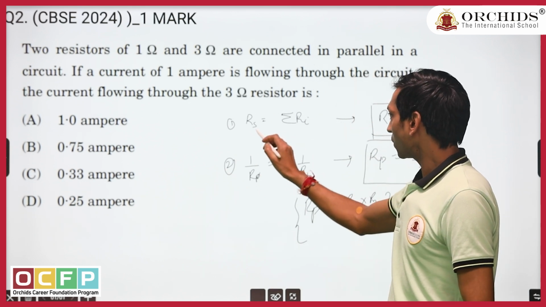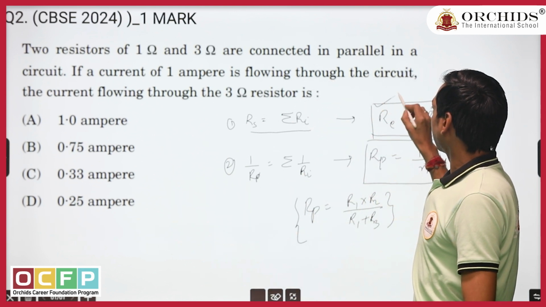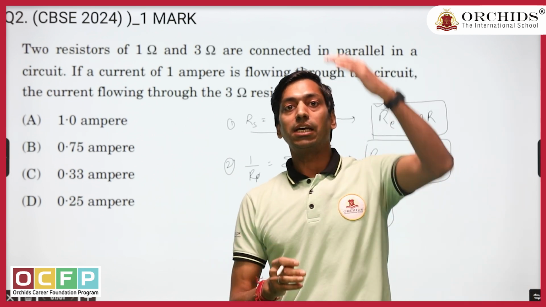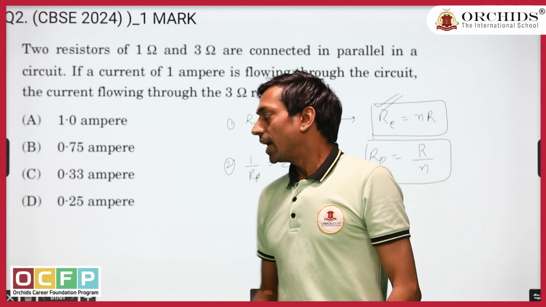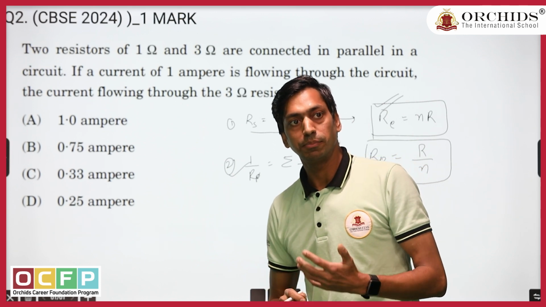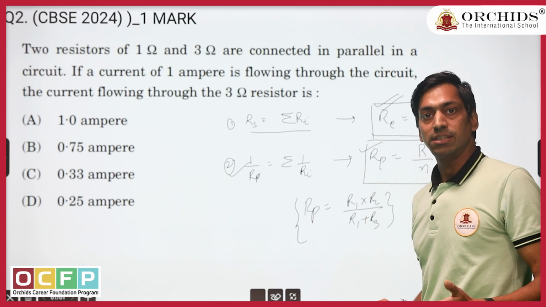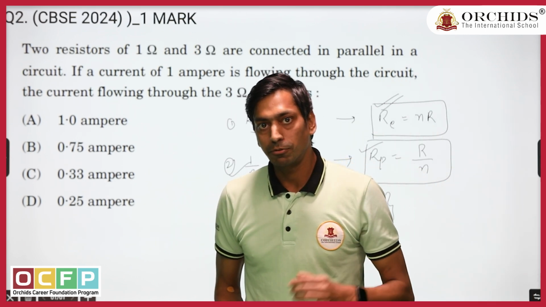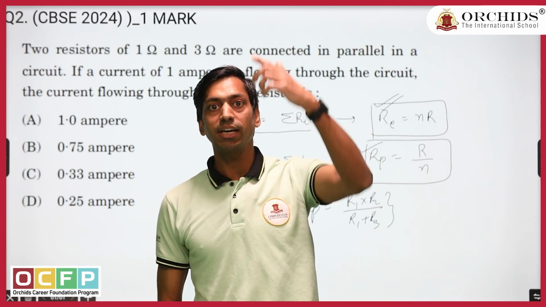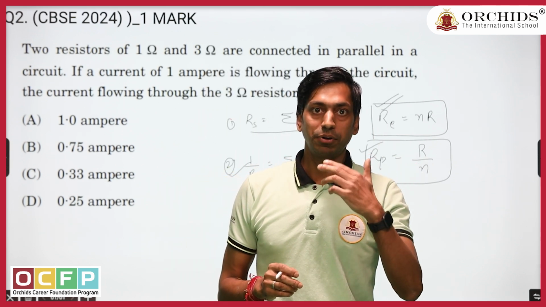Another thing, we know that in series current will remain same. But if all the resistors we are connecting are equal, then voltage will divide equally. In parallel, we know that current will divide, potential difference will remain same. So if all resistors have equal resistance, then the current will also divide equally. For example, if 10 ampere current is going through 10 equal resistors, then it will get divided into 10 equal parts, that is 1 ampere, 1 ampere, 1 ampere.